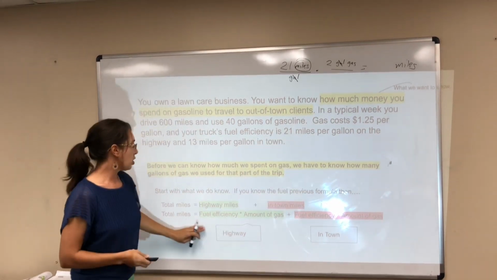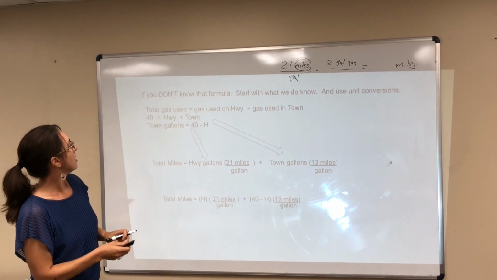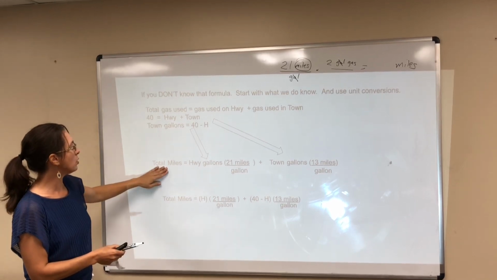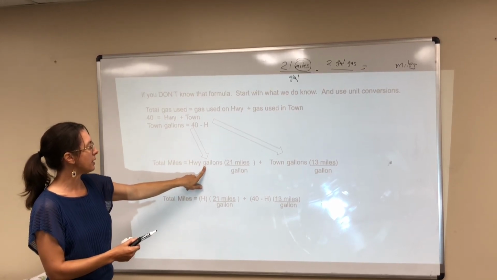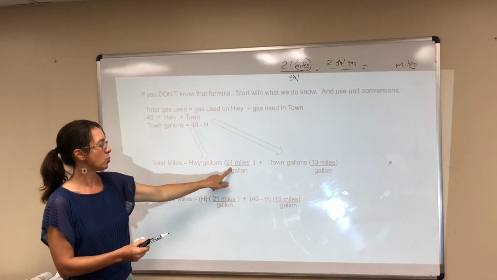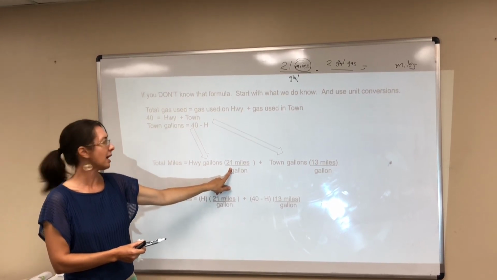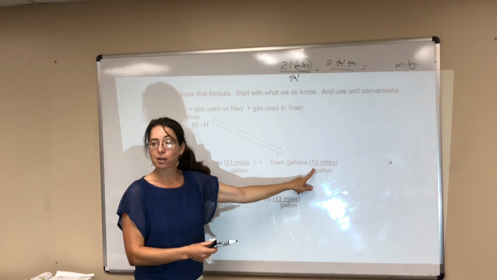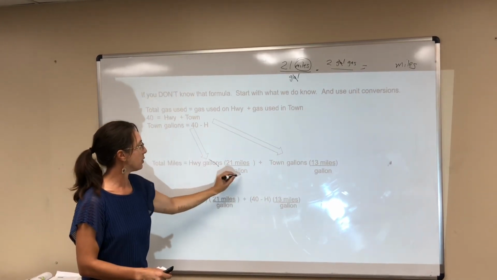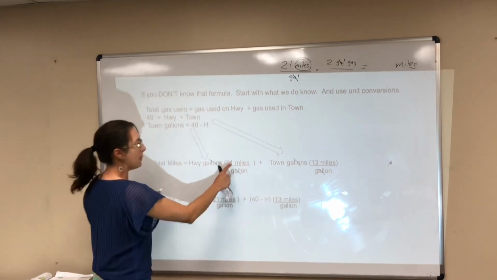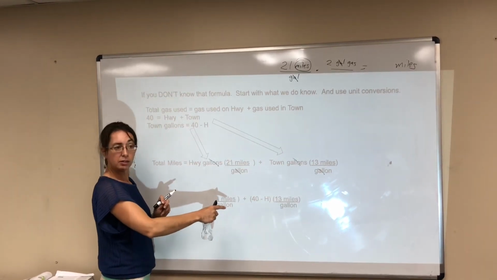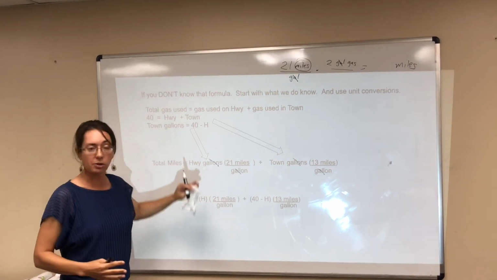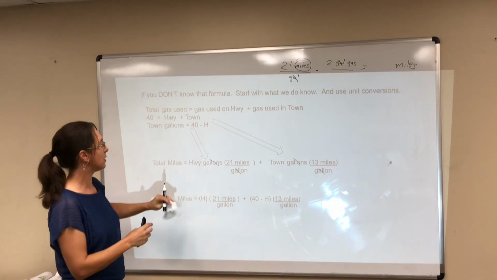We're going to add these for our total. Our total miles is how many gallons we spent on the highway times 21 miles per gallon, because that's what they told us for the highway, plus how many gallons we spent in town times 13 miles per gallon. Our units cancel, and we get miles plus miles, which adds up to miles. Before we even plug numbers in, we've written this out so all my units cancel out appropriately.